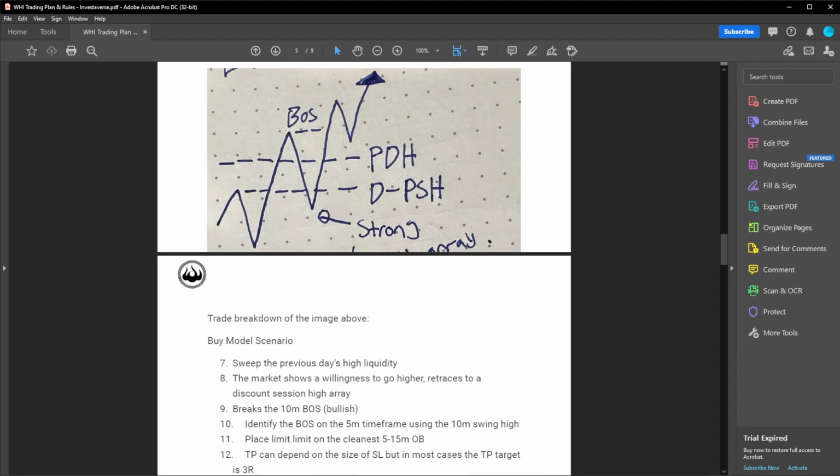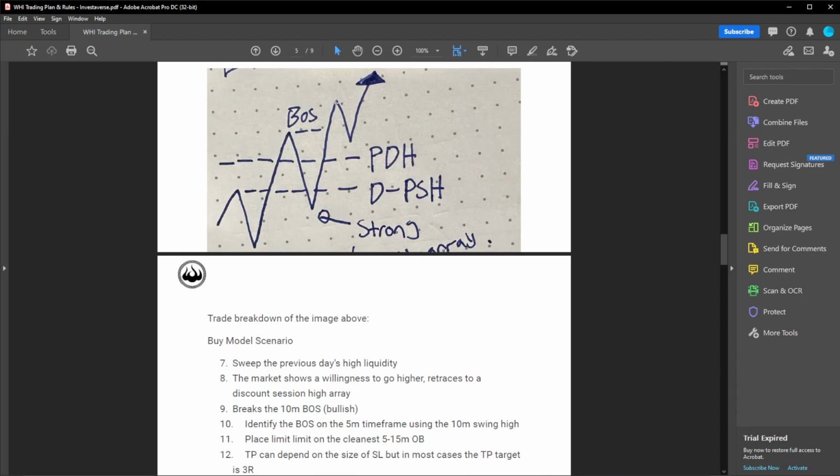So we can see we broke the previous day high. Now the market retraces without having a market structure shift, right? For EM2, it retraces to our discount previous session high, which is something I already discussed in this video. So we had a strong reaction off of that discount array, had a break of structure above the previous day high, and this is a strong confluence for me to go long.